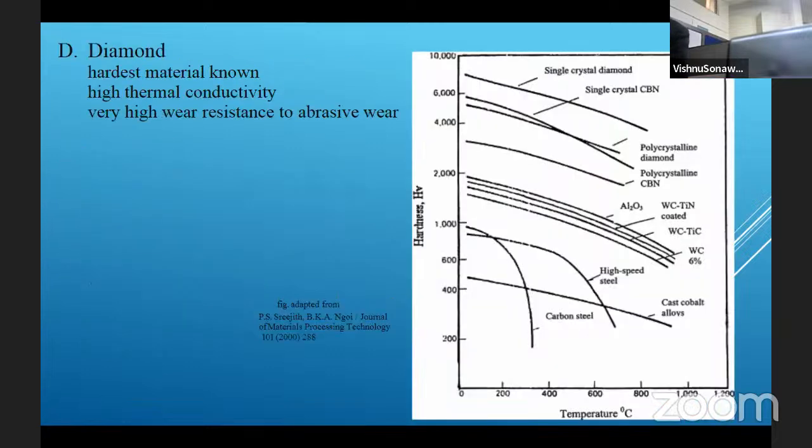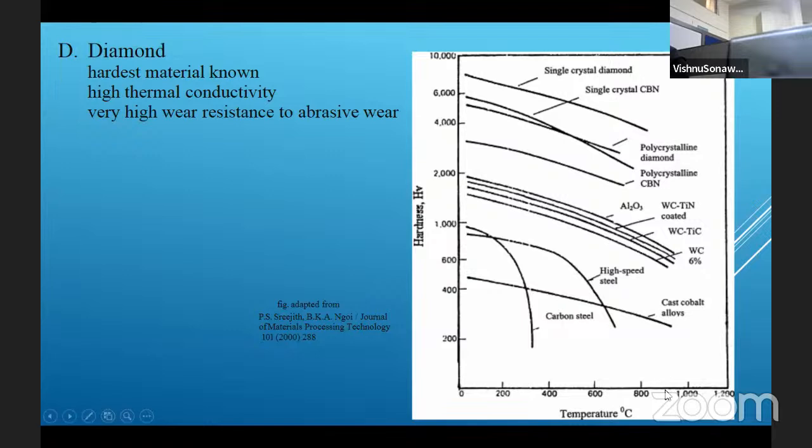Next, diamond. Diamond, as you know very well, is the hardest material, and it has high thermal conductivity and high wear resistance to abrasion, isn't it? Here I have taken a snapshot from a cutting tool industry. Here you see on the x-axis the temperature and on the y-axis the hardness. See what will happen here: this single crystal diamond is above 7,000. This is the hardness.